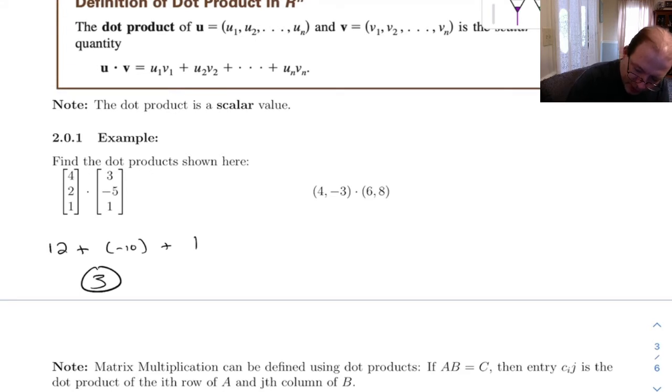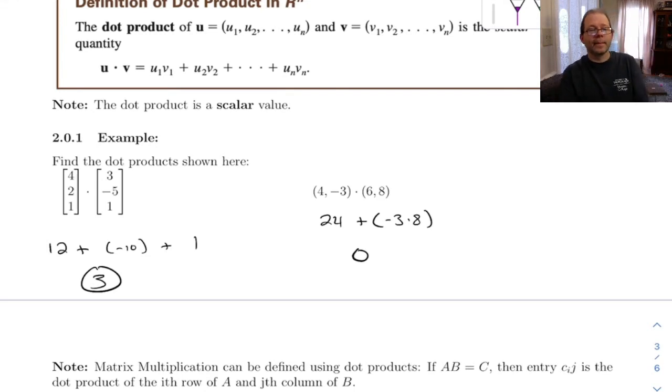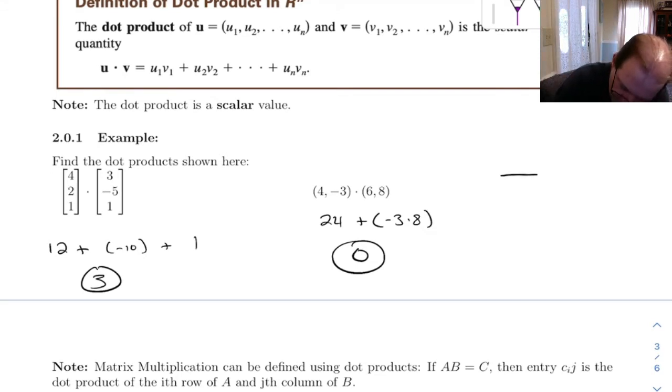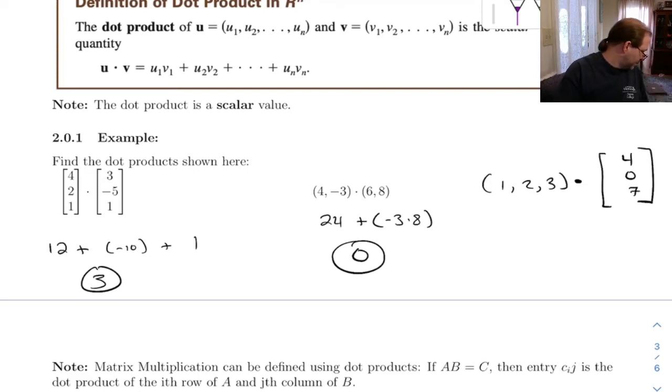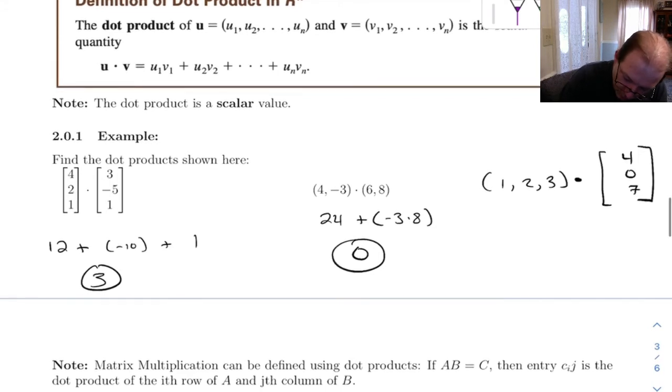Over here, the dot product of these guys is 4 times 6 is 24, plus 3 times negative 8, that's negative 24. So the dot product of those is 0. And let's do one more. Let's say we have 1, 2, 3 dotted with 4, 0, 7. The dot product of these would be 1 times 4 is 4, plus 2 times 0, plus 3 times 7, gives you 25.